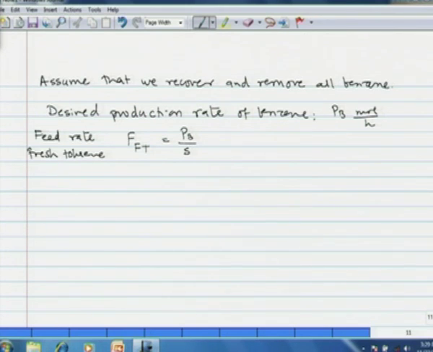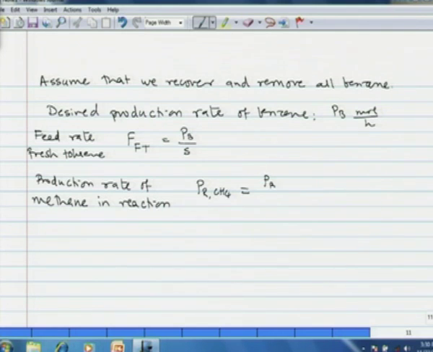Okay. Now, if you go to the basic reaction stoichiometry, then you would find that the production rate of methane in the reaction, which we denote as PrCH4, is also Pb by S. Okay. If fraction S of toluene is converted to benzene, the fraction 1 minus S is lost to diphenyl.